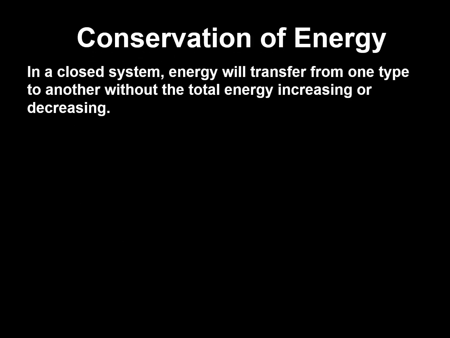Now, in conservation of energy, the definition says that in a closed system, energy will transfer from one type to another, but the total energy will not increase or decrease. So you don't lose any energy, you don't gain any energy as long as it's a closed system. The purpose of a closed system is to say that there's no outside net force. There's no work being done on the system or by the system, so all the energy that's inside the system is going to stay inside the system, but it just transfers from one type to another.